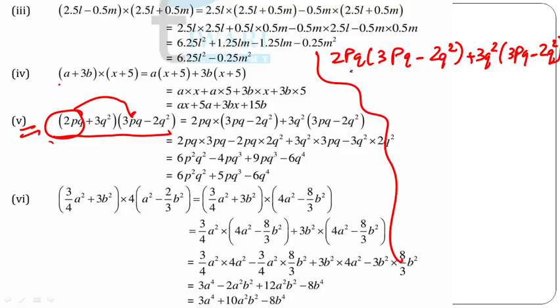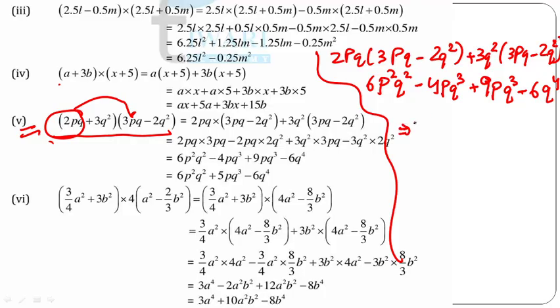So on multiplication what will we obtain? 3 into 2 is 6, the power of p will become 2, the power of q will become 2, minus 2 into 4, the power of p will remain the same, and the power of q will become 3, plus 3 into 3 is 9, the power of p remains the same, and the power of q becomes 2 plus 1, that is 3, minus 3 into 6, the power of q will become 2 plus 2, that is 4. So on solving what will we obtain?